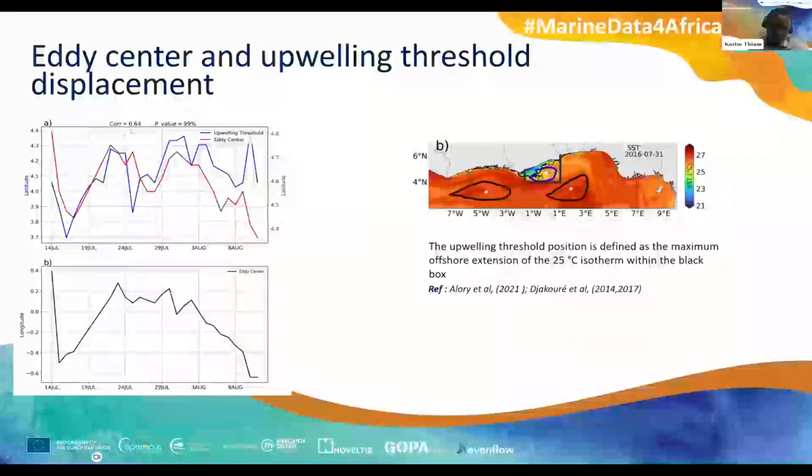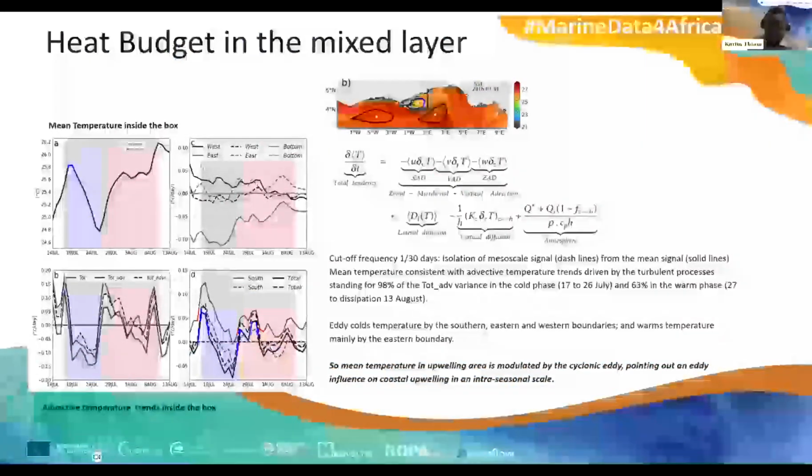They are correlated with a coefficient of correlation of 0.64 and a level of significance of 99%. So here I quantify this relation in terms of heat budget. The temperature within the box depends on terms like advection, lateral diffusion, vertical diffusion, and the interaction of the ocean and atmosphere that you can see here.